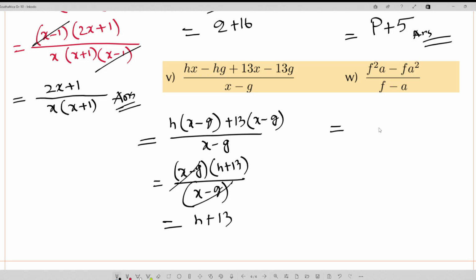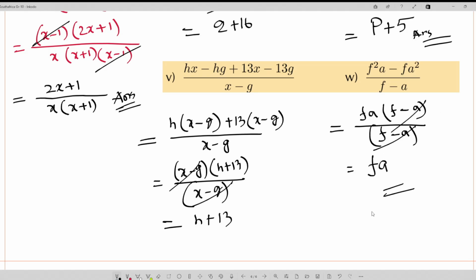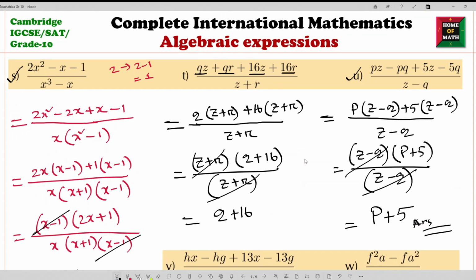Final math of this part, f square a minus f a square. So common thing is f and a. So f times a times f minus a. Okay, denominator f minus a. So this one and this one out. Finally fa. So in this video we are solving lots of math.